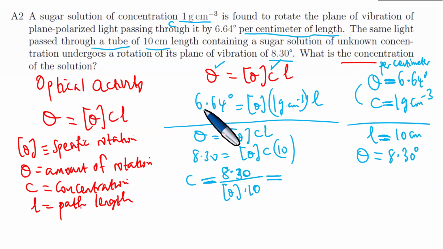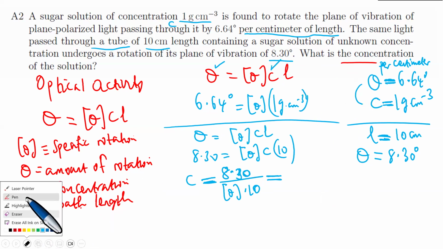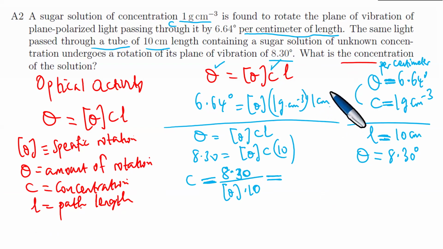So if it rotates it, this becomes the rotation when the length is 1 centimeter. When the length is 1 centimeter. So you can put 1 centimeter here, like this. Meaning, therefore, this is 1 by 1. So, which means that you can take this one to be exactly the following. So 8.30 divided by, so this one is going to be 1 times 1 is 1 there, giving us the 6.64 degrees times 10.